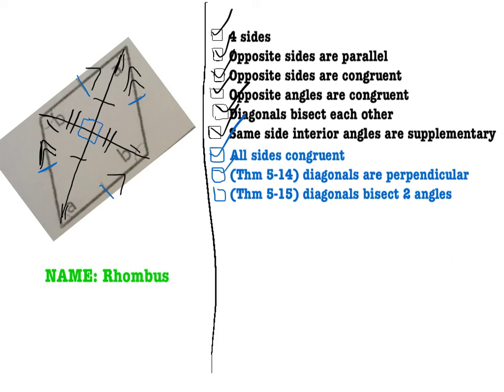Now this is a new one. Diagonals bisect 2 angles. I'm only going to show this on one side. Now this diagonal right here is cutting this angle in half and also this angle in half. That means that this portion is congruent to this portion, the same as this portion is congruent to this portion. Make sure you bring your diagram and your list of characteristics of a rhombus back to your group.